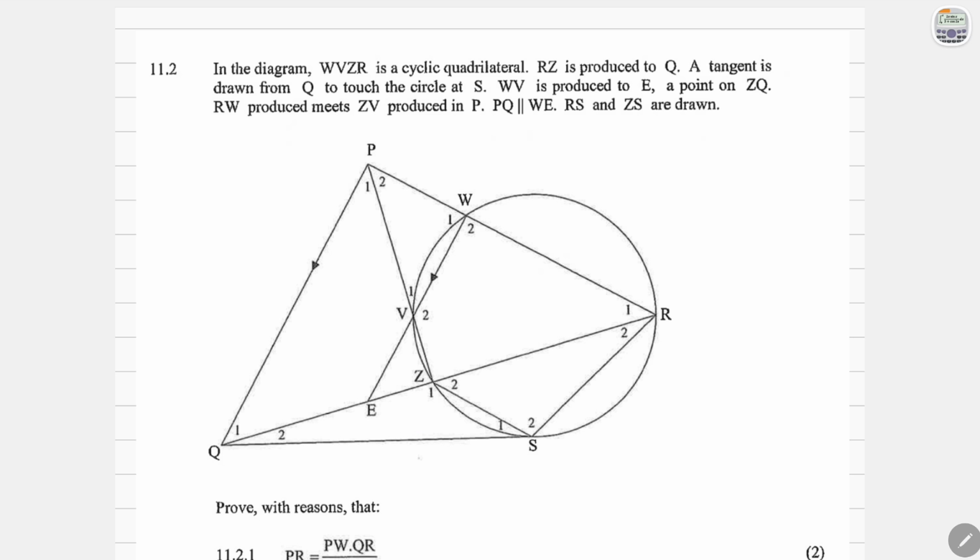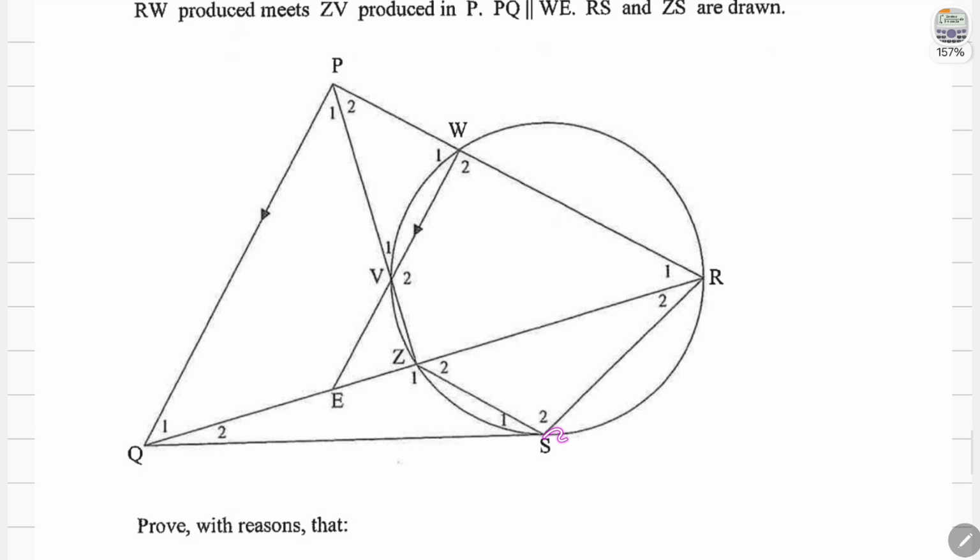We're just looking at all these. I'm looking for special things like tangents, parallel lines. We can see them already. And then PQ is parallel to WE. Okay, so keep that in mind. And then they also tell us that RS and ZS are drawn. Okay, so those are just lines. So special things that we have: a tangent to the circle at S, parallel lines, and we also have a cyclic chord.